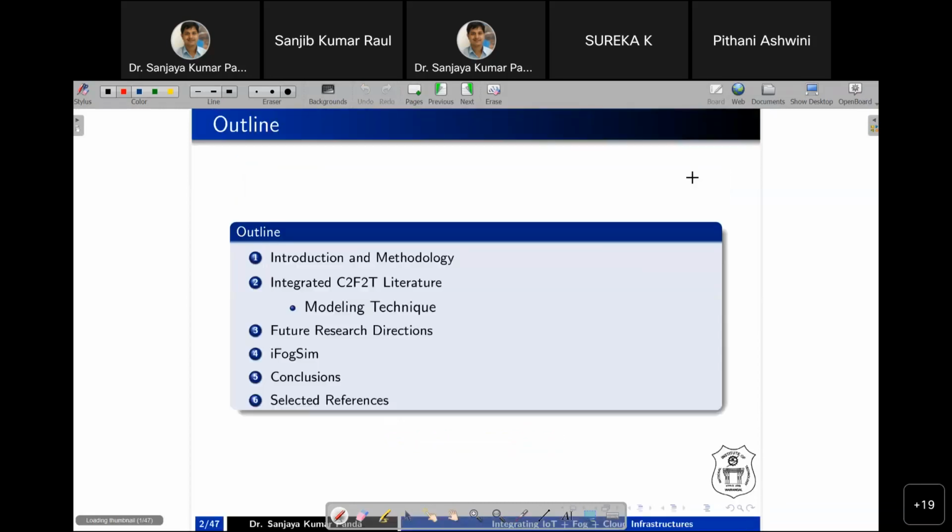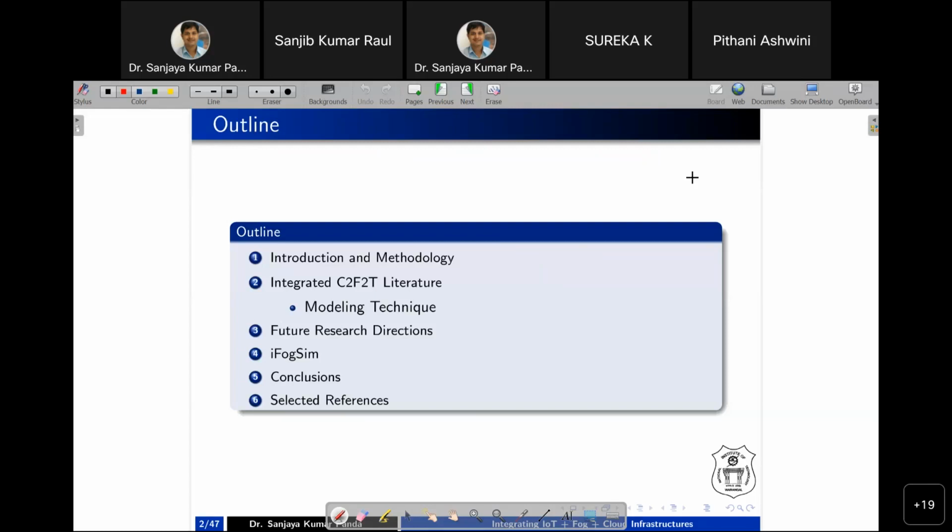So we'll start with the introduction: why the integration of these three technologies is required, why IoT and cloud infrastructure cannot directly integrate, and why there is a need for an intermediate infrastructure, that is fog. Then I'll tell you about the methodology of collecting various research articles in the field of IoT, fog and cloud infrastructure. When we conduct research, you have to follow a particular methodology to select papers. So how are these papers selected from the literature?